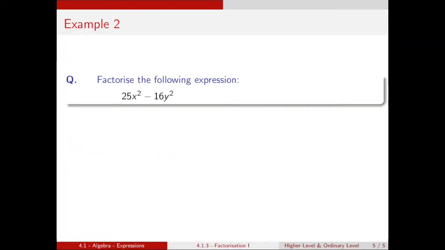Example 2. Factorise the following expression: 25x squared minus 16y squared. So there's a bit of a trick to doing this one, and we're going to use the difference of two squares formula. Notice how we can rewrite 25x squared as 5x to be squared, and 16y squared can become 4y to be squared.